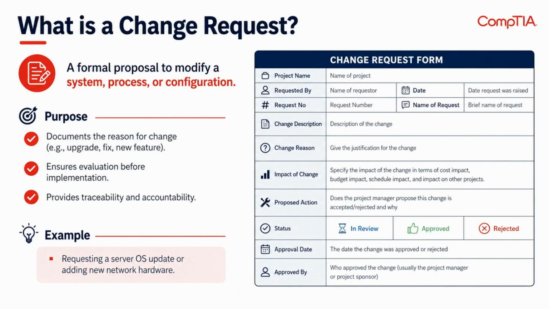A change request is a formal proposal to modify a system, process, or configuration. Its purpose: document the reason for the change, an upgrade, a fix, a new feature, ensure evaluation before implementation, and provide traceability and accountability. An example: requesting a server OS update or adding new network hardware.